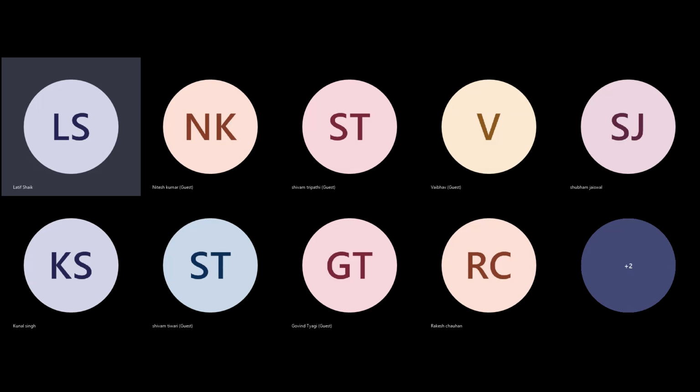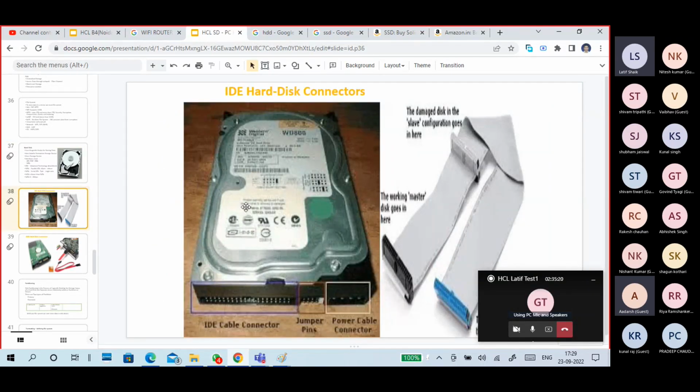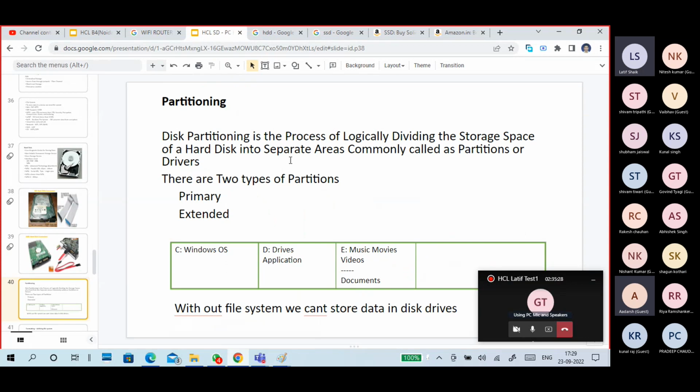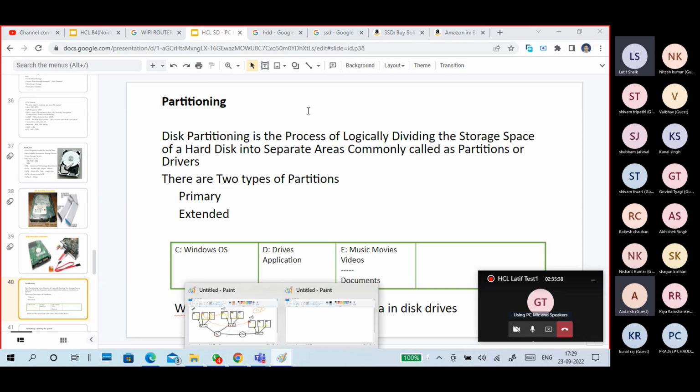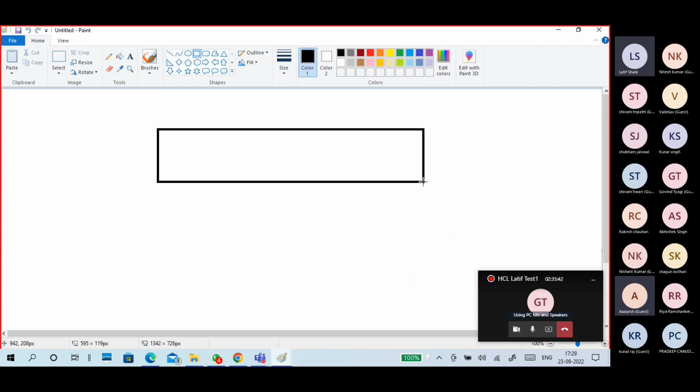This is physically a hard disk, right? Hard disk or SSD, how it looks physically. But to store the data in the hard disk, we need a few things. One is a file system. So you have a hard disk and you want to store data in it.